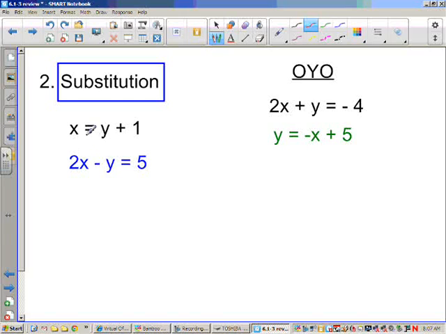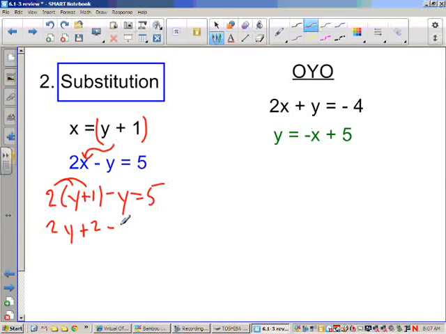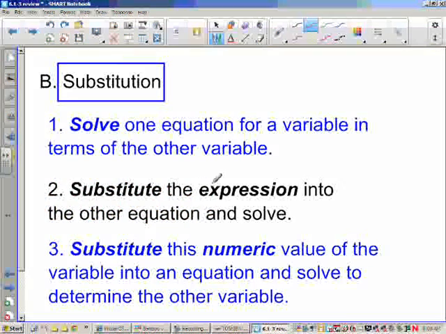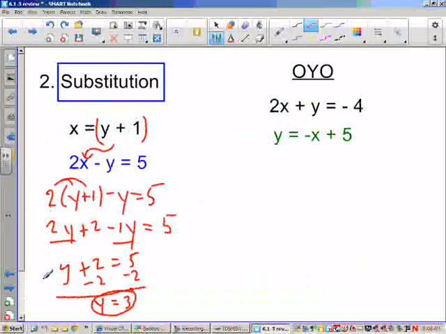So we'll start with this one here. We have x already solved for an expression, y plus 1. So we'll take that, plug it in for x. We get 2 times y plus 1, which is what x equals, minus y equals 5. Distribute, we get 2y plus 2 minus, and you might want to put a 1y there, equals 5. So our like terms, a 2y and a minus 1y, combine to get just 1y plus 2 equals 5. Undoing plus 2 with minus 2, we get y equals 3. This is the end of step 2. Basically, we've substituted into the expression and solved. In this case, we've gotten y equals 3.